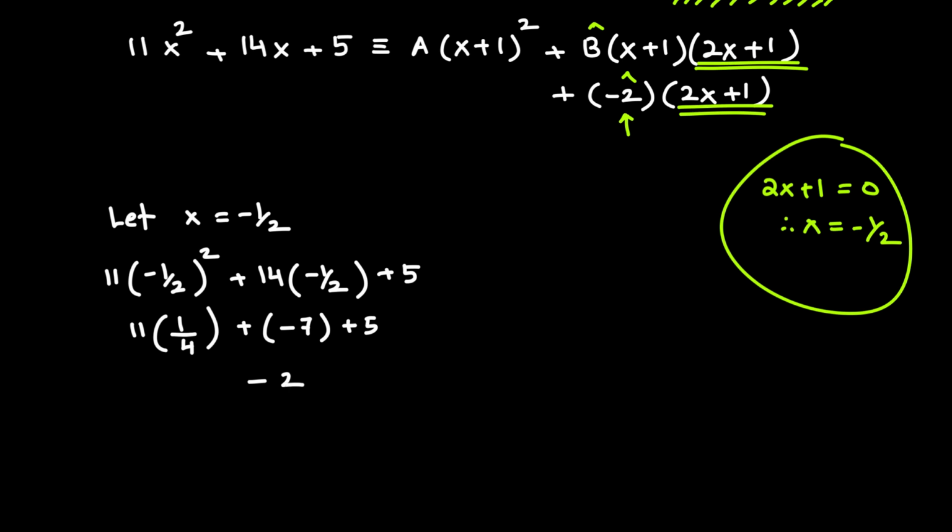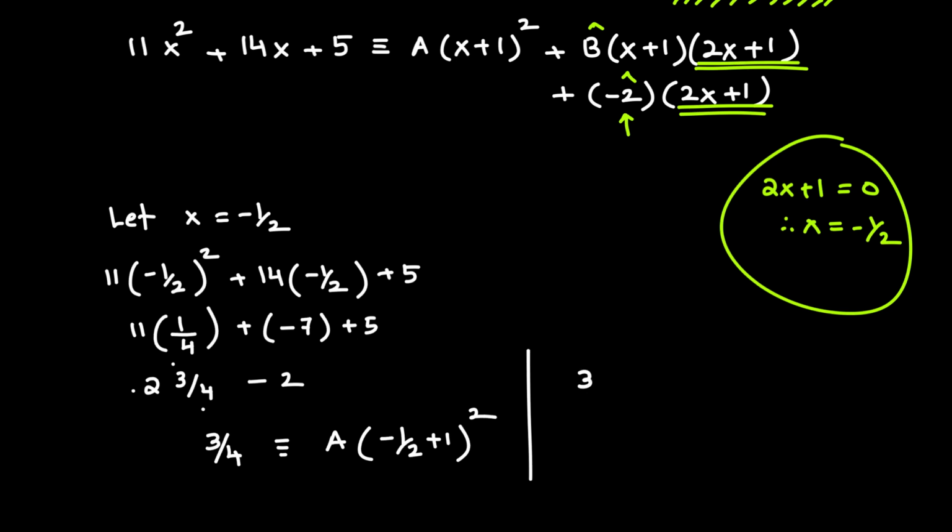This comes out to be -2. And 11 over 4 is 2 and 3 over 4. 4 2s are 8, 8 plus 3 is 11. That's all perfect. That leaves us with 3/4. So 3/4 equals a multiplied with (-1/2 plus 1) whole square. Therefore, 3/4 equals a times (1/2) square, which is 1/4. In other words, the value of a comes out to be 3.